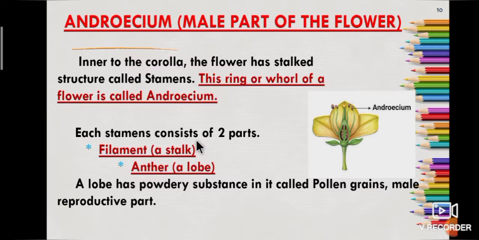Each stamen consists of two parts. First one, filament, second one, anther. Filament is nothing but a stalk. Anther is a lobe. A lobe has a powdery substance in it called pollen grains. Male reproductive part.